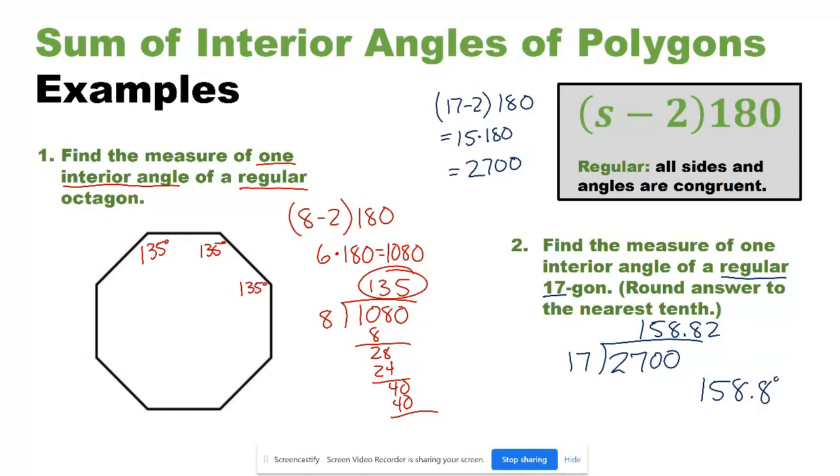158.8 degrees. So if you have a 17-sided figure and it's regular, so all 17 angles are the same, each angle would be approximately 158.8 degrees. So that is the sum of the interior angles of polygons, and that's some of the problems you will be doing.